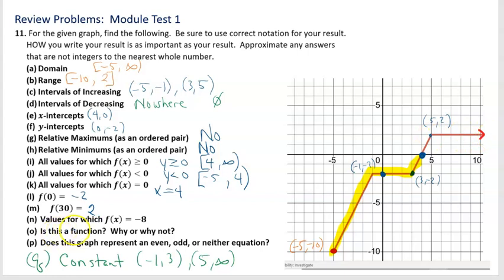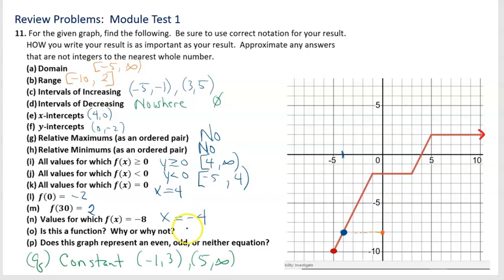It also says to find the values for which f of x is equal to -8. So I'm going to erase again, and I'm going to go to y equals -8, because that's the same thing as what f of x equals -8 means. Here's -8 right down here, and I'm going to go over and meet the graph. I'm going to make a point there in blue. There it is. What's that x value? Well, if I back up, that's -4. So x equals -4.